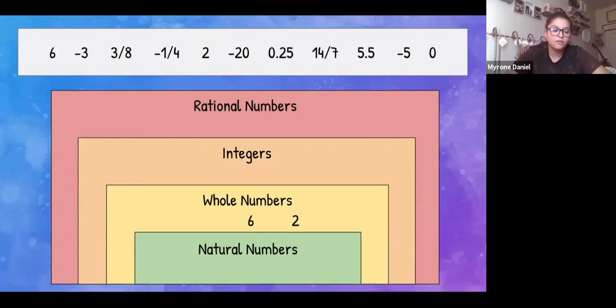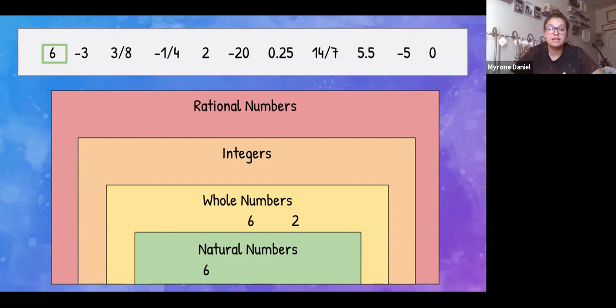Okay, so now that we're back, we do have some of the numbers up there already because we know that they're whole numbers, but we're going to go over them again. So we have 6, -3, 3/8, -1/4, 2, -20, -0.25, 14/7, 5.5, -5, and 0. So we go off at 6. Well, we see 6 is already in our whole numbers, but 6 is also a natural number. So we're actually going to put that one in the natural number section as well.